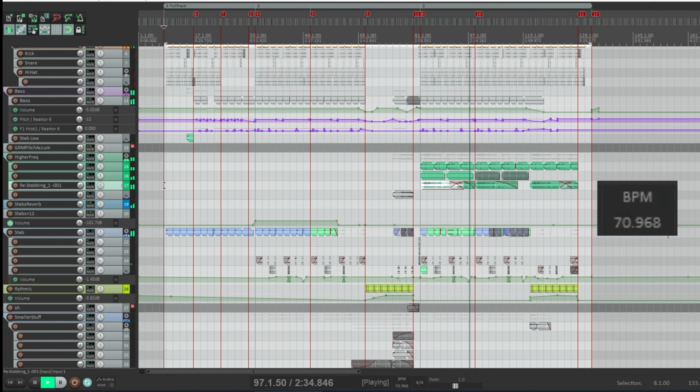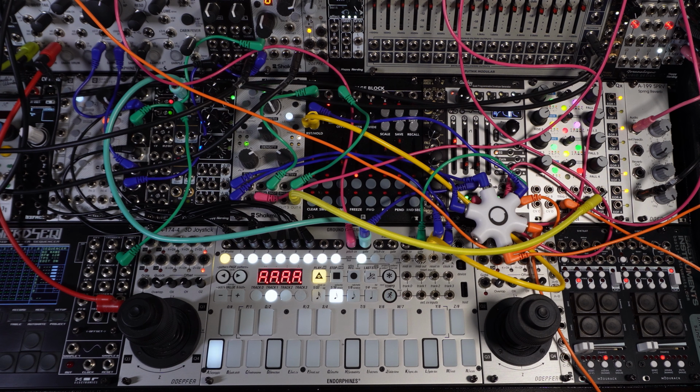Alright, so let's bring it all together with this final patch here. You will see the different techniques I've used annotated in the video.